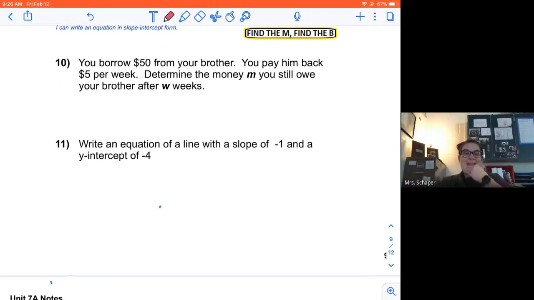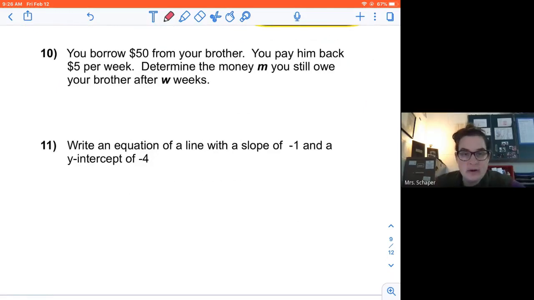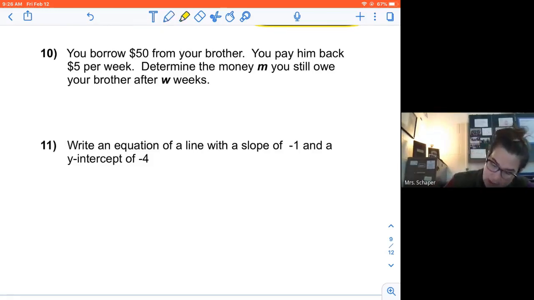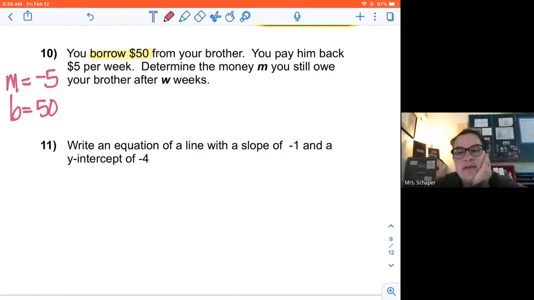Okay. You borrow $50 from your brother and you pay him back $5 per week. Determine the amount of money you still owe after 5 weeks. Okay, so you borrow $50. That's how much you begin owing him. You pay him back $5. So -5 is going to be your rate of change because you owe him $5 less per week. So you're going to be subtracting $5 each week.